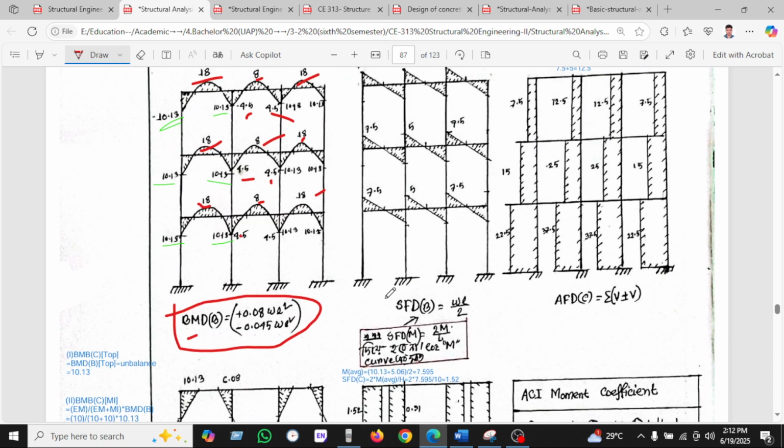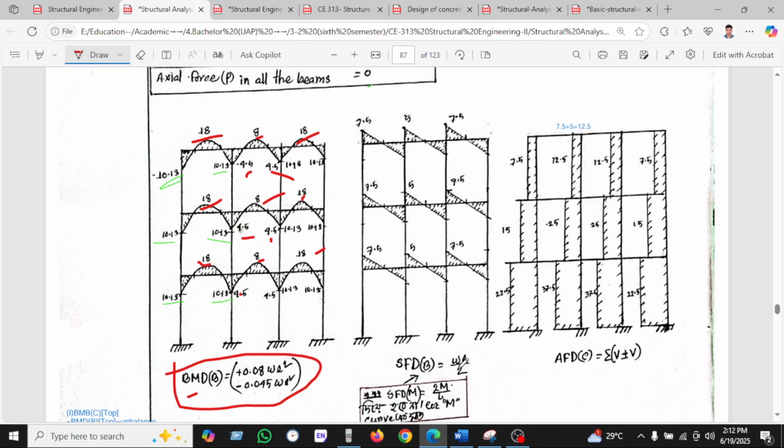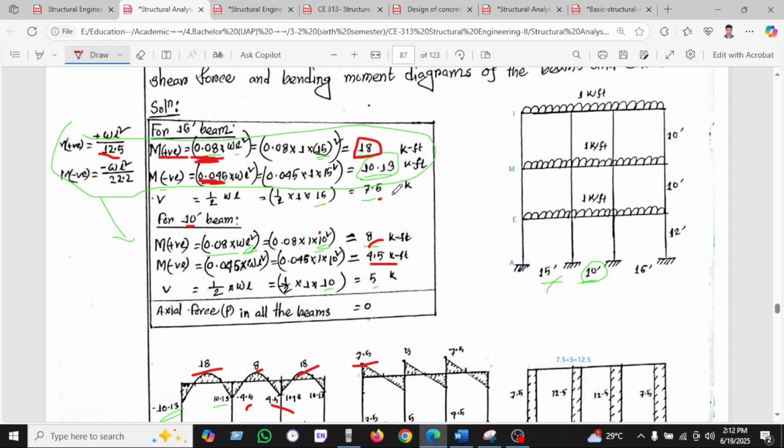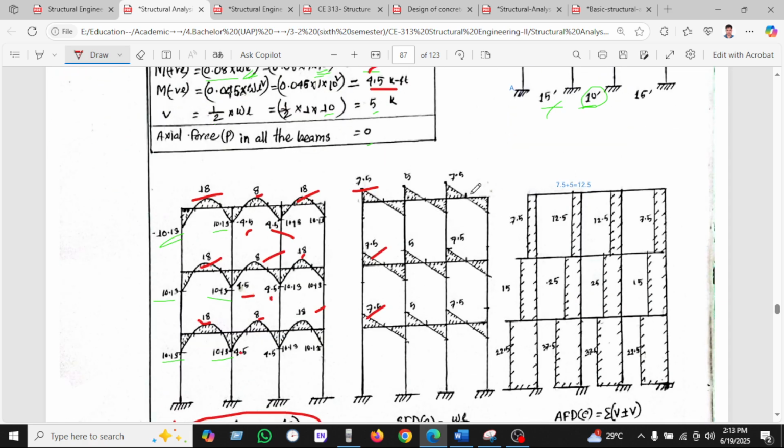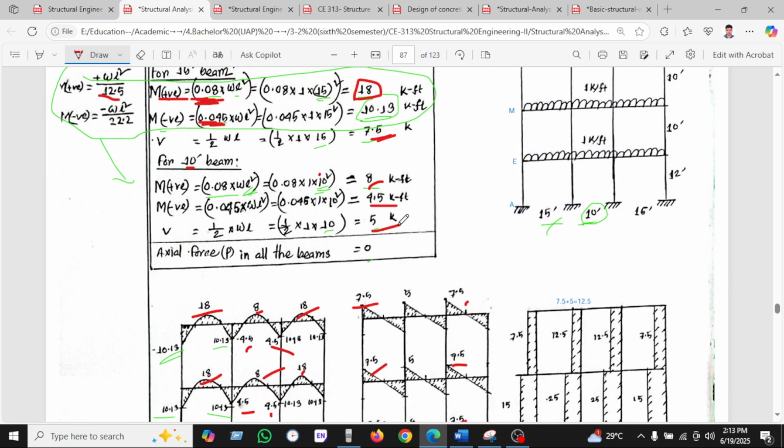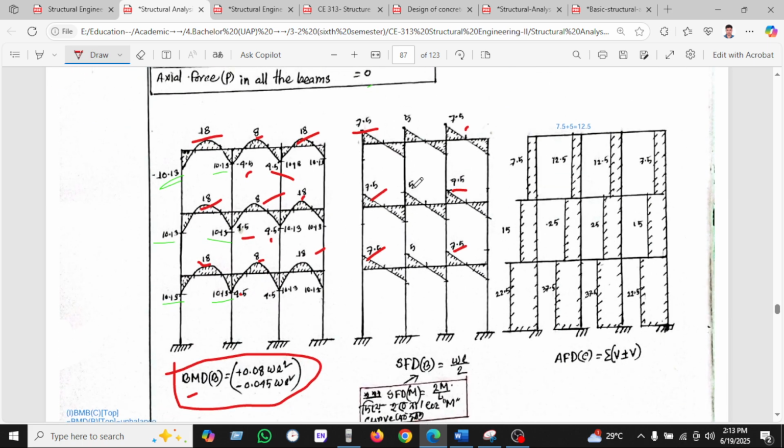Now we can see the shear force, WL by 2. We have found 7.5, 7.5, as we have been seeing. This is 7.5 for the 15 feet beam, and 5 kip for the 10 feet beam. So you can see here.